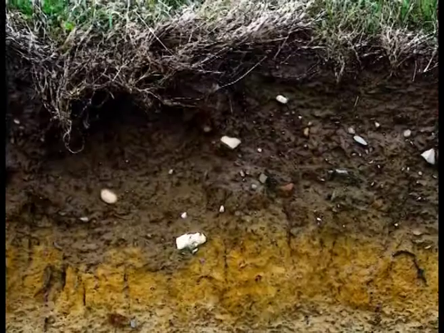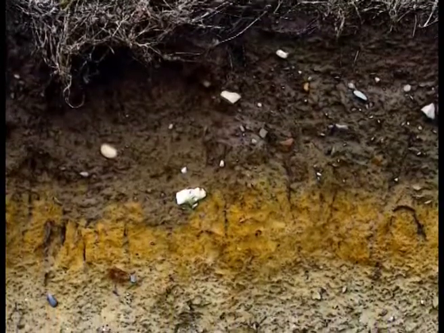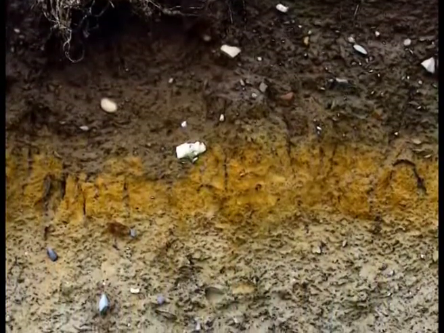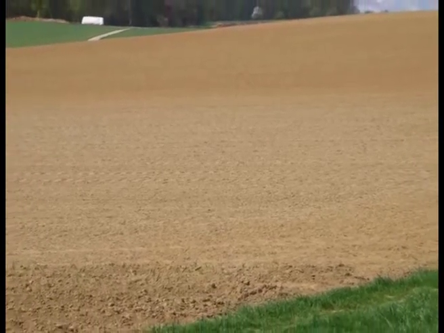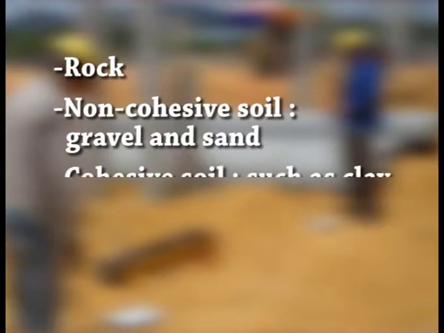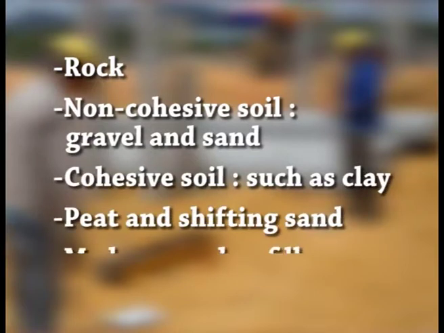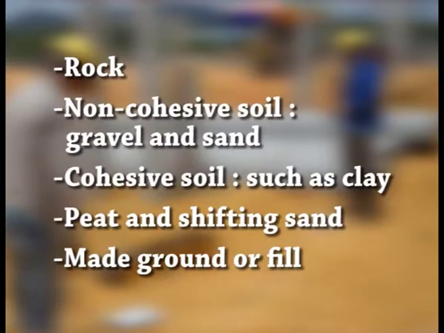Soil groups. Soils are grouped into three groups consisting of: first, coarse grained, divided into gravelly soils (G) and sands and sandy soils (S). Second, fine grained, divided based on their plasticity properties (L and H). Third, highly organic, which are not subdivided (PT). Substrata are classified into 5 main groups: rock, non-cohesive soil such as gravel and sand, cohesive soil such as clay, peat and shifting sand, and made ground or fill.